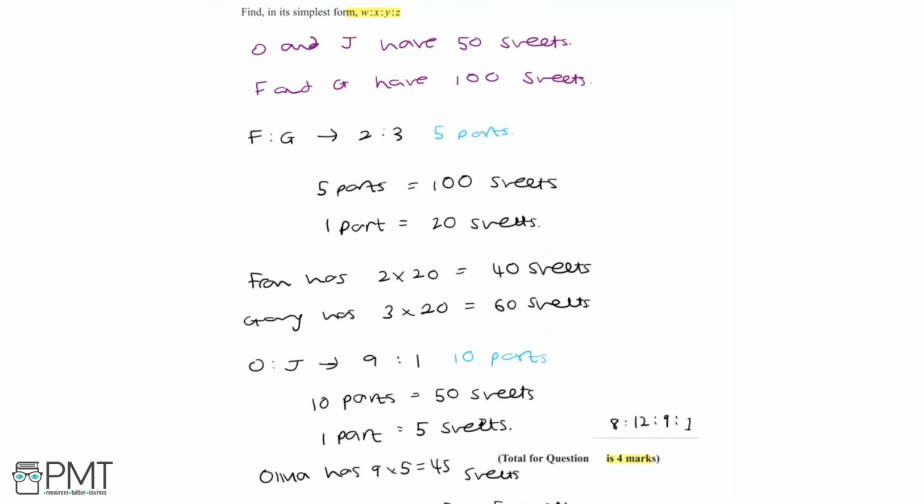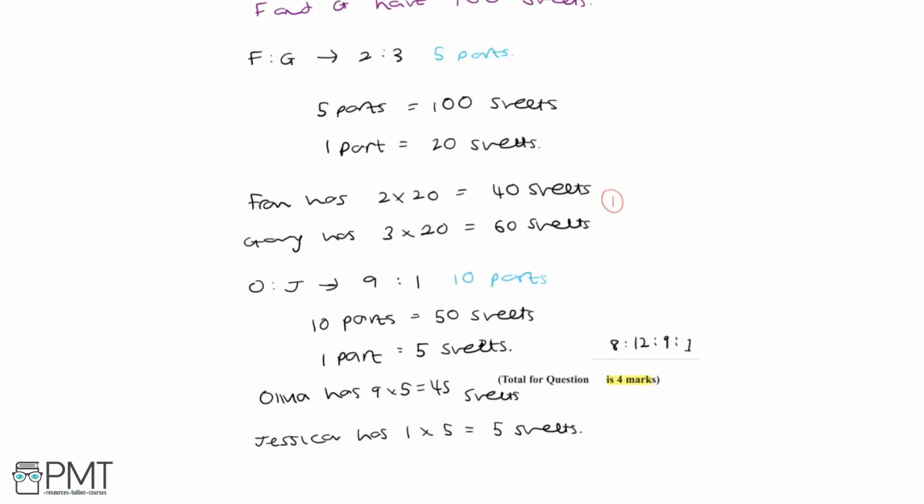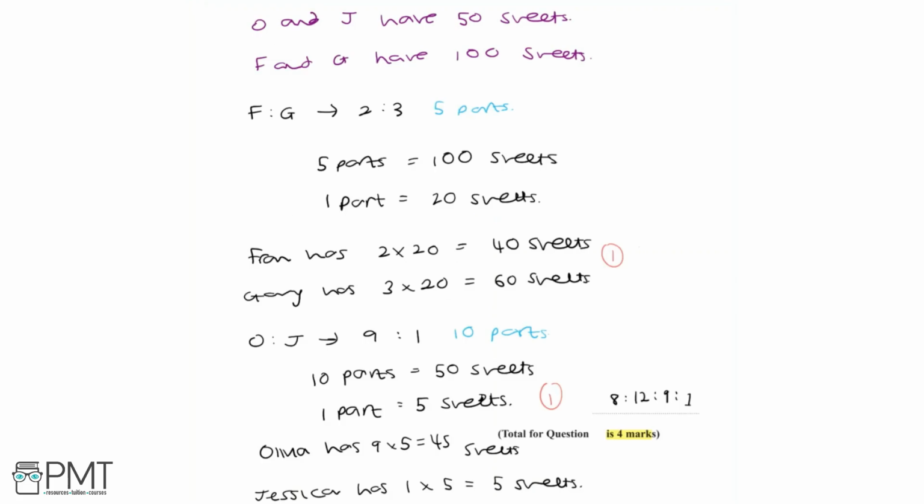Now this question is worth 4 marks. We get the first mark for finding the number of sweets that Fran has and the number of sweets that Gary has. We get the second mark for finding the number of sweets that Olivia has and the number of sweets that Jessica has. We get the third mark for combining these ratios. And we get the fourth and final mark for simplifying this combined ratio into its simplest form, and we found that the ratio of W to X to Y to Z is equal to 8 to 12 to 9 to 1 in its simplest form, allowing us to get the full 4 marks needed in this question.